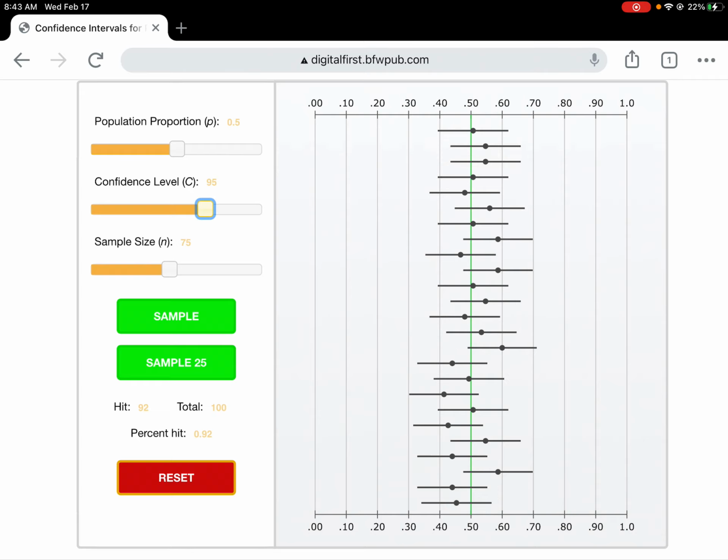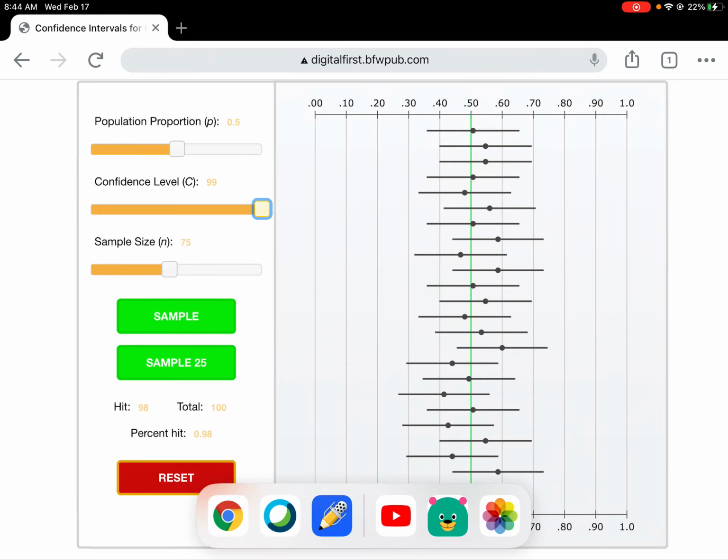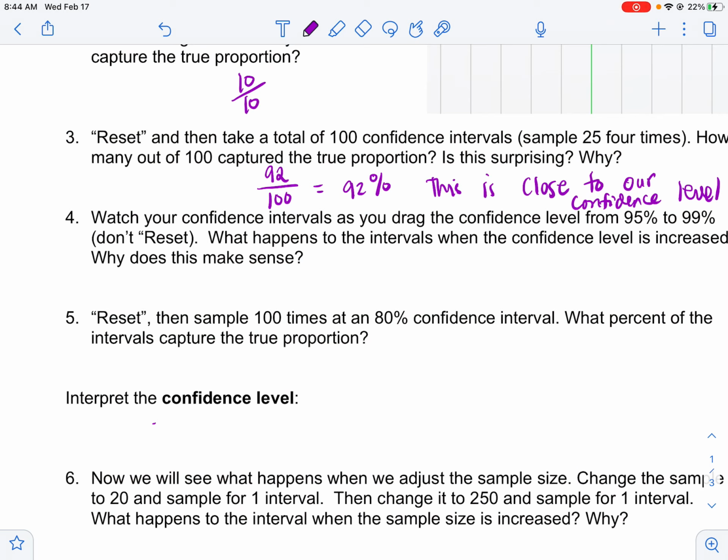Okay, take a look at what's happening. This is 95. This is 99. This is 95. Take a look at what happens to the interval. And this is 99. It looks like when it's 95, it's narrow. But when I click confidence level to 99%, the segment becomes wider. Right? That means the confidence interval becomes wider.